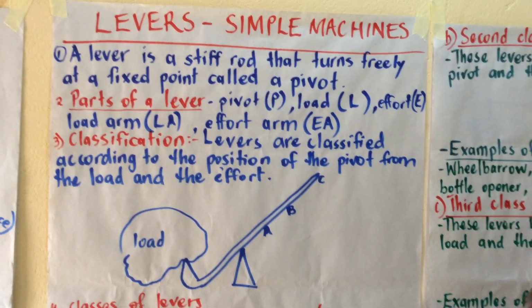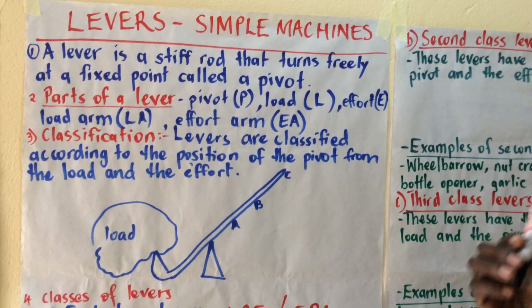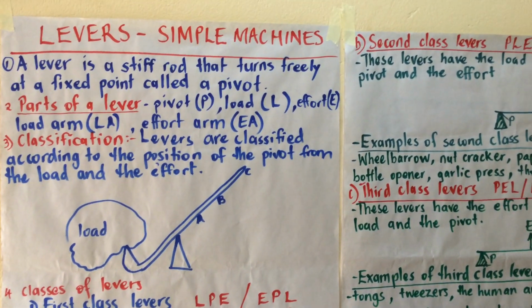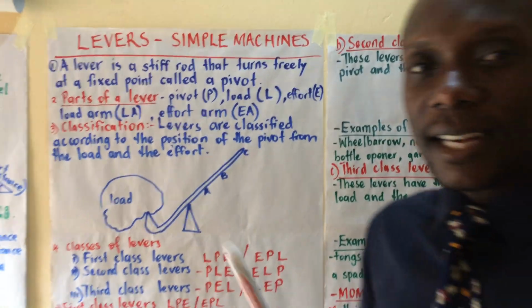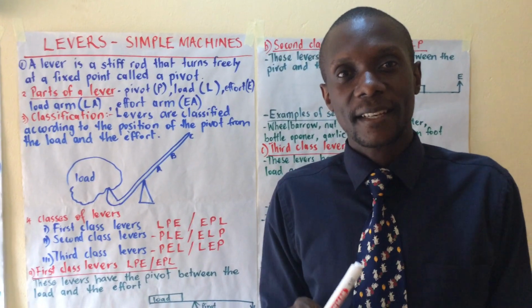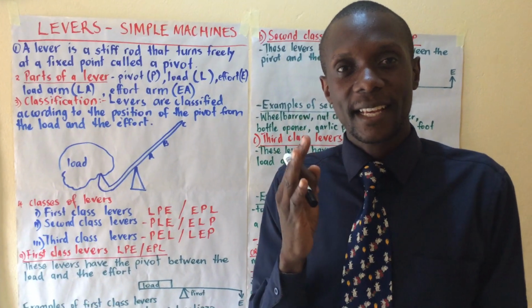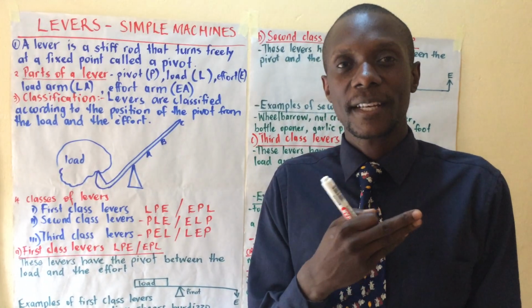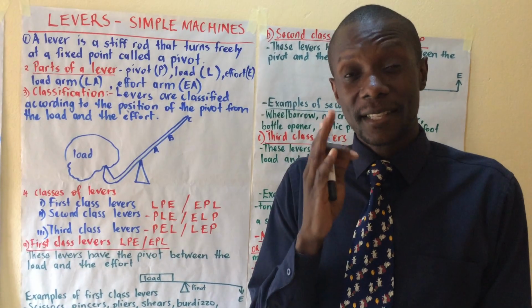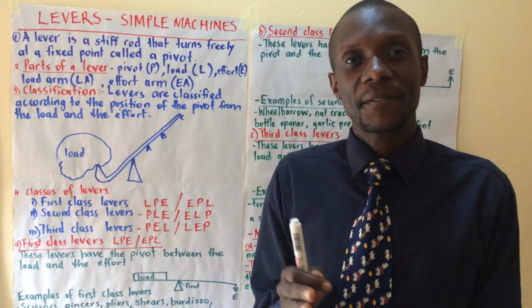Then that is the definition. A lever is a stiff rod that turns freely at a fixed point called a pivot. Part 2, the parts of a lever. It has got 5 parts, but 3 are more important than the other 2. So the parts are pivot, load, effort.